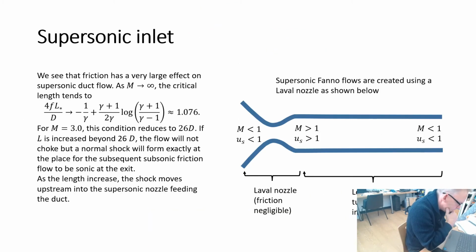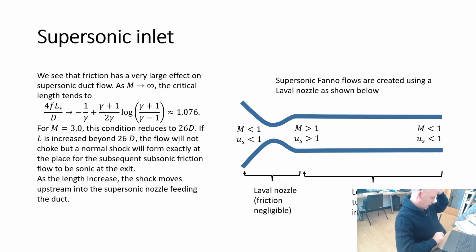Now, when the flow is supersonic, supersonic flows in pipes are generated by a Laval nozzle, where we say friction is not important. That gives us an inlet in a uniform pipe section of Mach number bigger than 1. But the challenge with supersonic flows is that the distance it takes for the flow to become sonic, the critical length, is actually quite short.